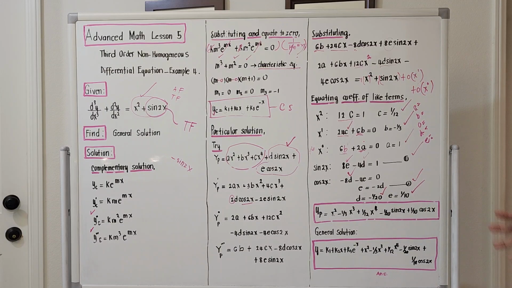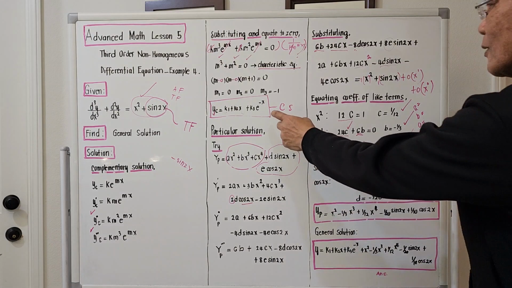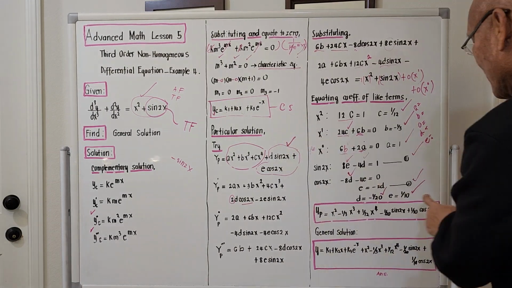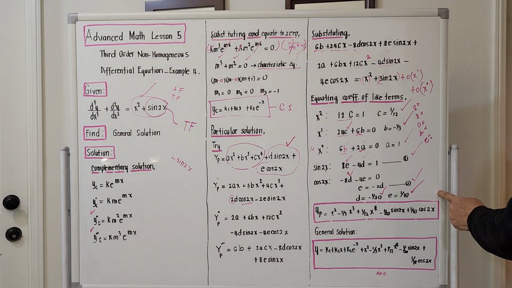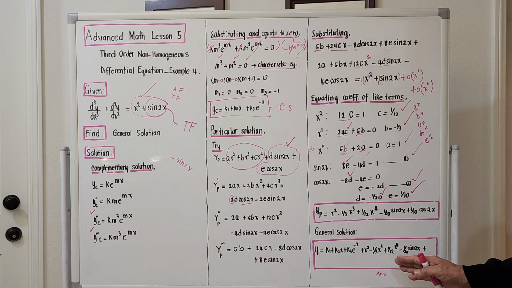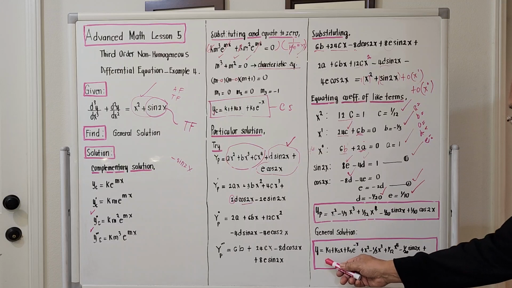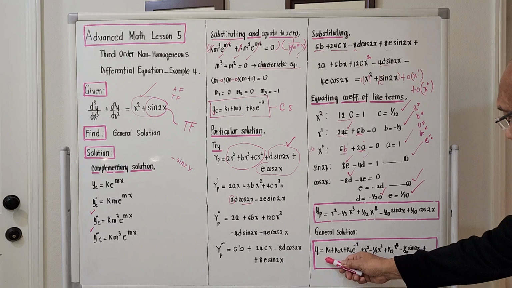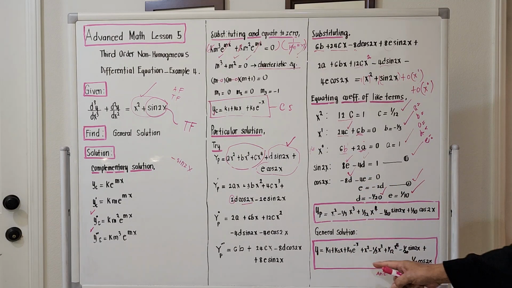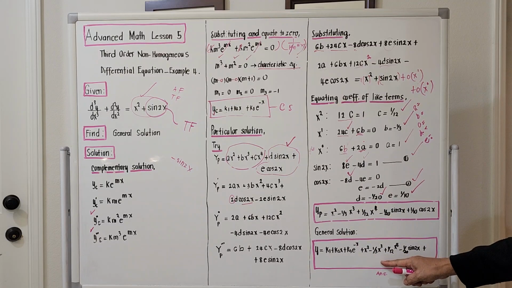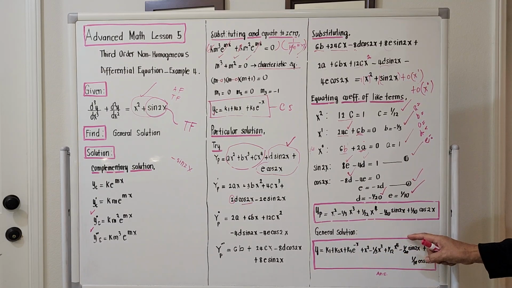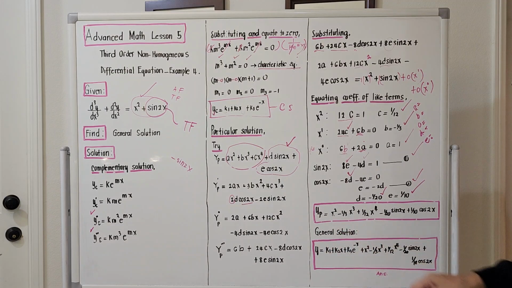So the total general solution now, as always, is the sum of the complementary solution and the particular solution. Okay? So if I will write the complementary solution, this is the complementary solution. And for the particular solution, it is x squared minus 1/3 x cubed plus 1/12 x to the 4th minus 1/20 sine of 2x plus 1/10 cosine of 2x. This is now the total general solution.